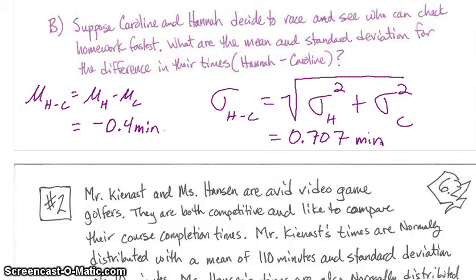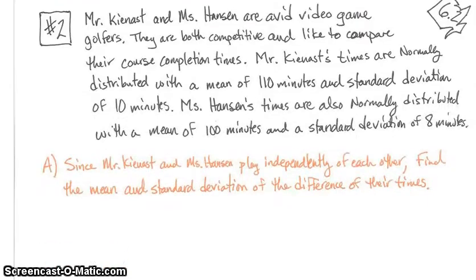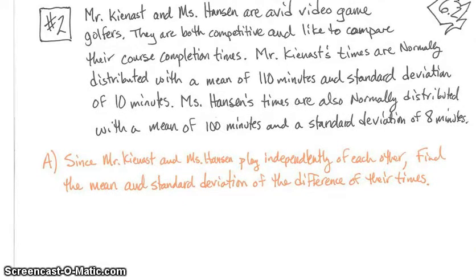Example number 2. Pulling in from the social studies department, Mr. Keenest and Miss Hanson are avid video game golfers. You keep reading. Okay, so for part A, since Mr. Keenest and Miss Hanson play independently of each other, keyword there, find the mean and standard deviation of the difference of their times. You try it now, they'll pop up in just a moment.